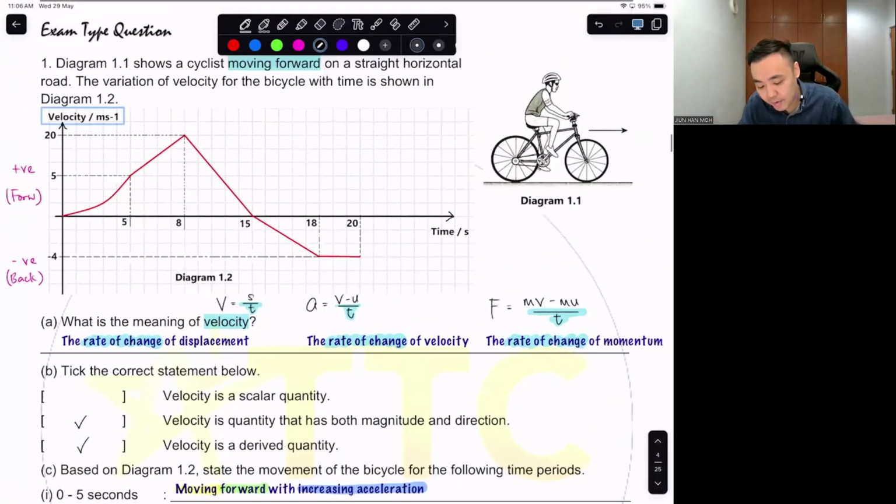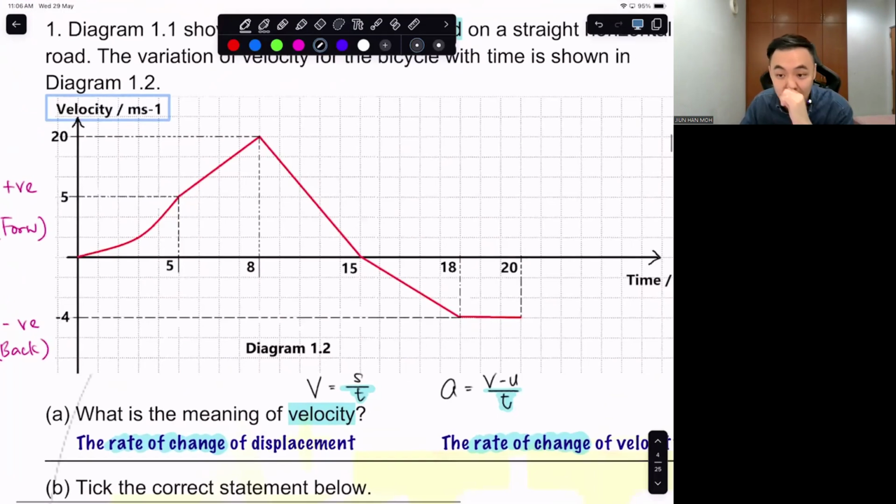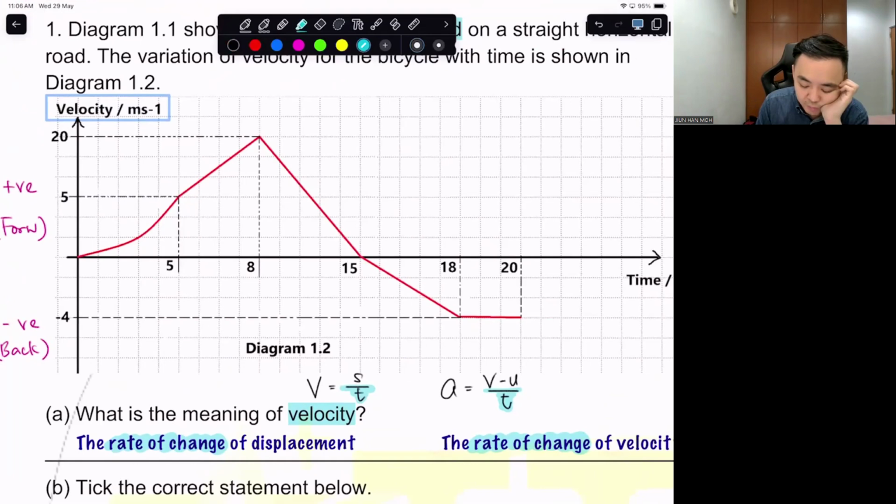For area, look, first of all, you need to calculate from 5 to 8. Now, you cannot calculate this whole thing in one go. It's actually two different shapes. So I calculate this part first. You know what shape this is, right? It's a trapezium. Then after that, you need to calculate this part. What shape is this? It's a triangle.